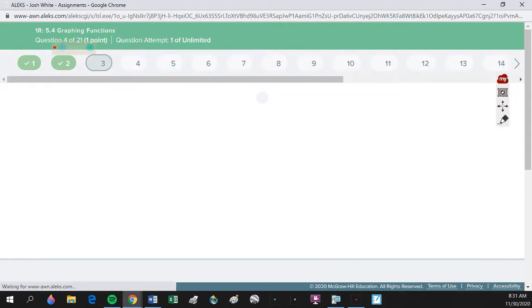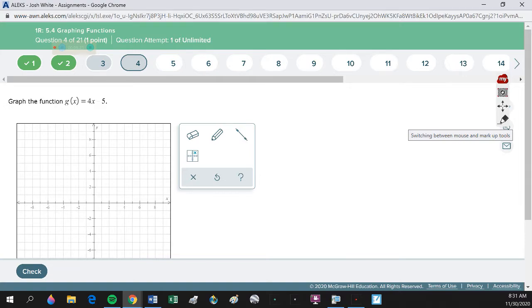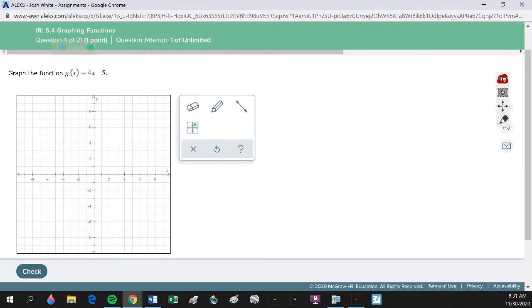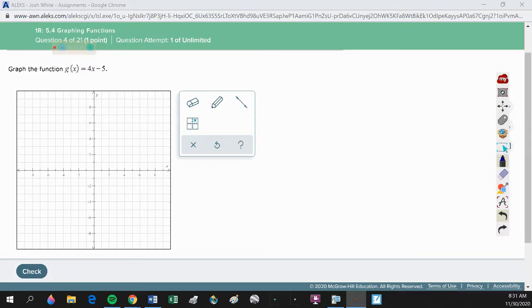All right, number 4. Okay, do you guys remember how to graph these? So this is mx plus b. B is the y-intercept. So this hits the y-axis at -5. And then the slope is 4 over 1. So we go up 4 and over 1.